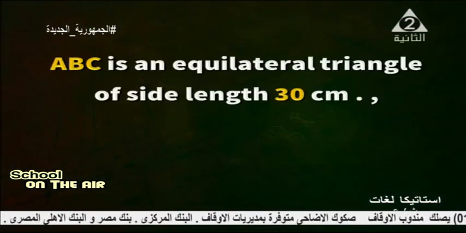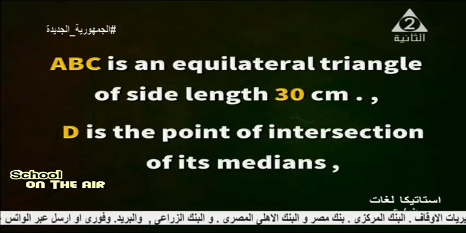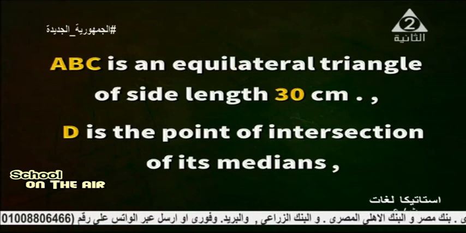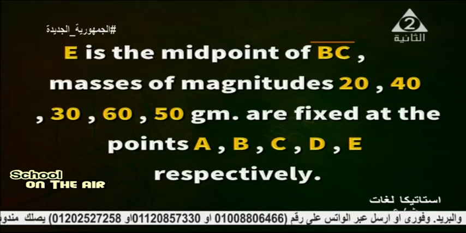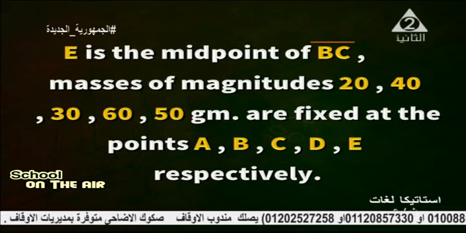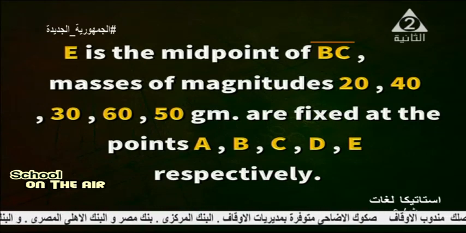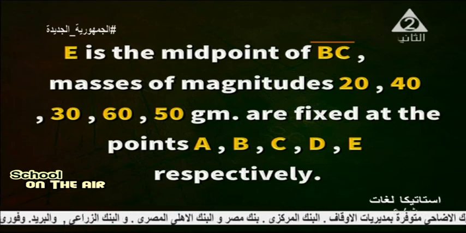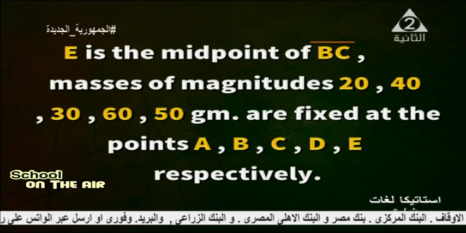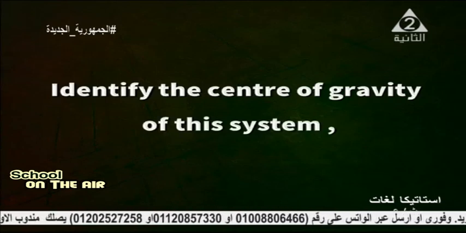Another example. ABC is an equilateral triangle, side length 30 centimeters. D is the point of intersection of the medians. E is the midpoint of BC. Masses of magnitudes 20, 40, 30, 60, 50 grams are fixed at points A, B, C, D, E respectively. What do you mean by respectively? 20 at A, 40 at B, 30 at C, 60 at D, 50 at E. Identify the center of gravity of this system.